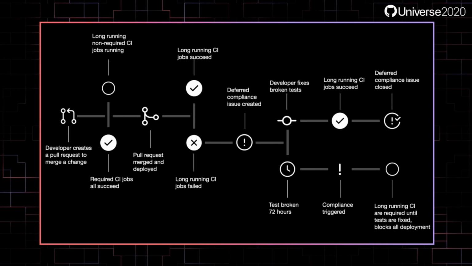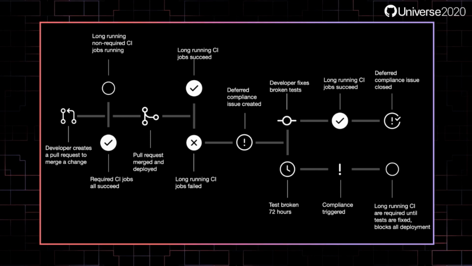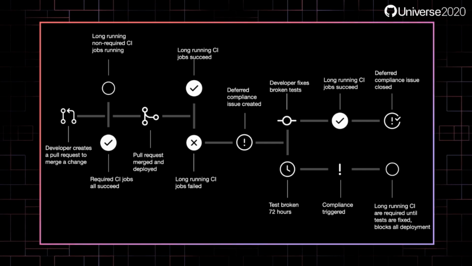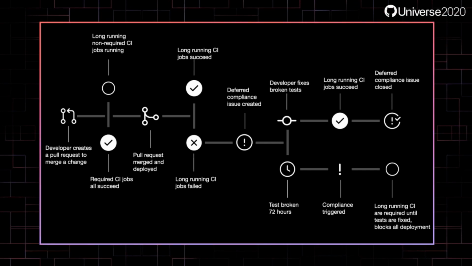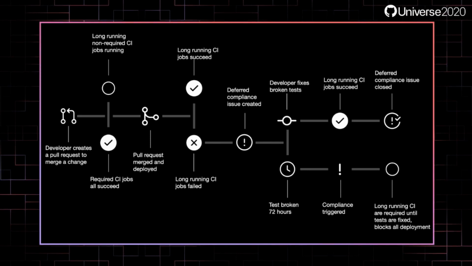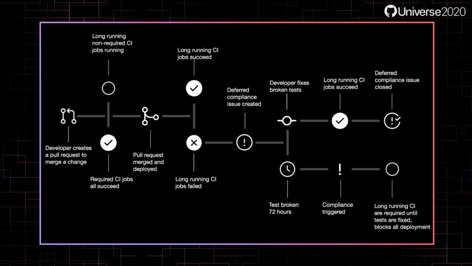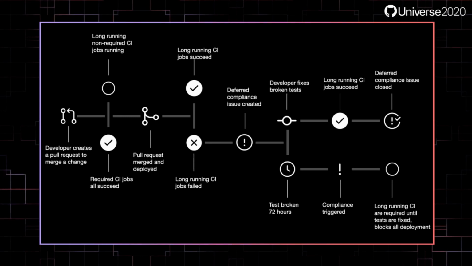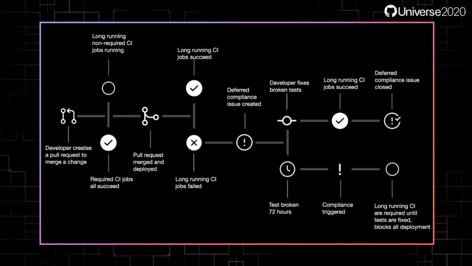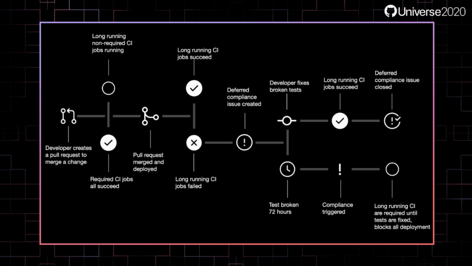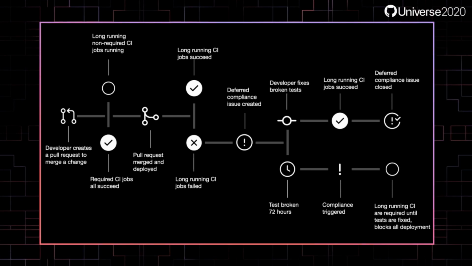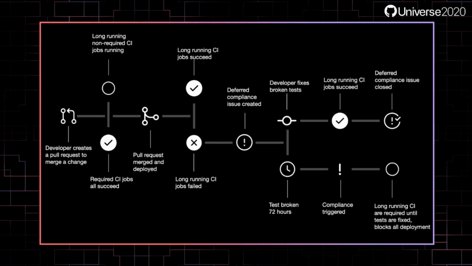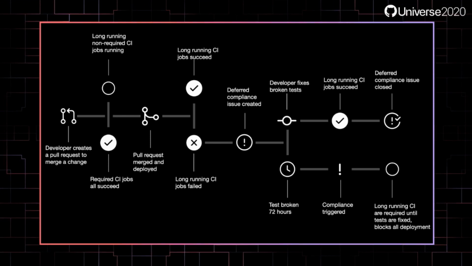Now, while the long-running CI jobs are running, we have two scenarios that can happen. If they succeed, that means GitHub Enterprise Server's quality is ensured, and we call it compliance is achieved. If the long-running CI jobs fail, compliance is broken, and a developer is informed of this, and we have a 72-hour clock that kicks off. This 72 hours allows the developer to fix the issue that was there on the GitHub Enterprise Server build and revert the change that they made.